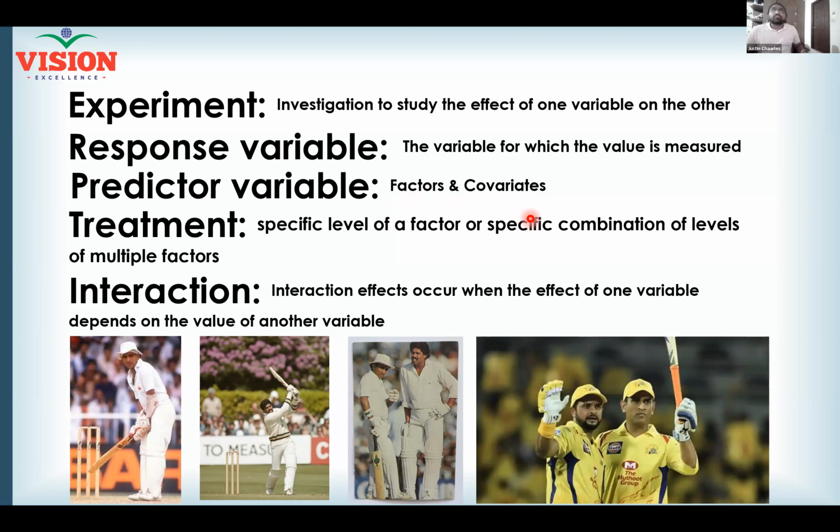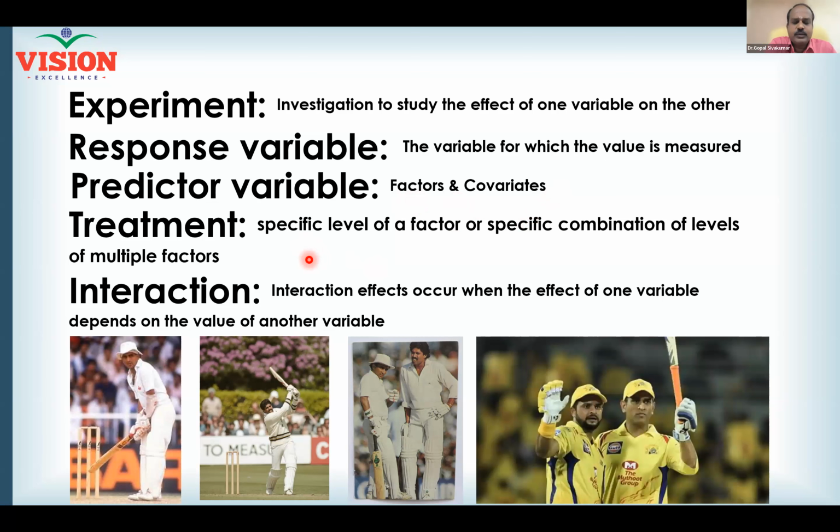Such factors are known as covariates. Can you understand? But both of them are X factors. Now, what is a treatment? A treatment is a factor with a particular level.